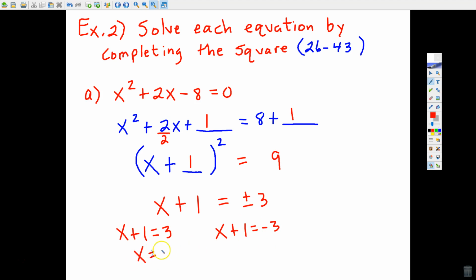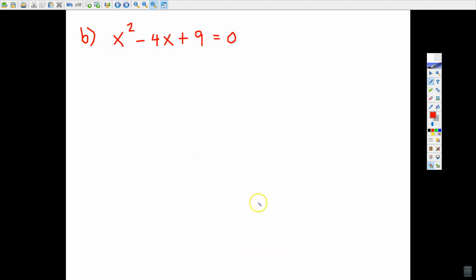So my two solutions are x is 2 and x is negative 4. Okay, that is an example of completing the square. Okay, let's try another one.